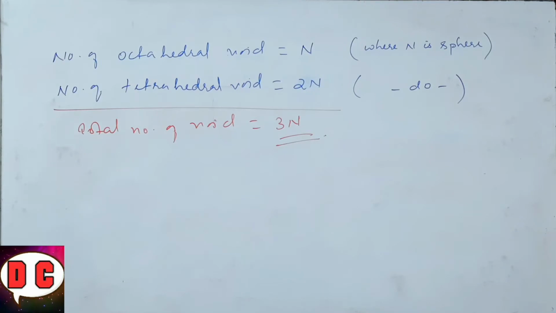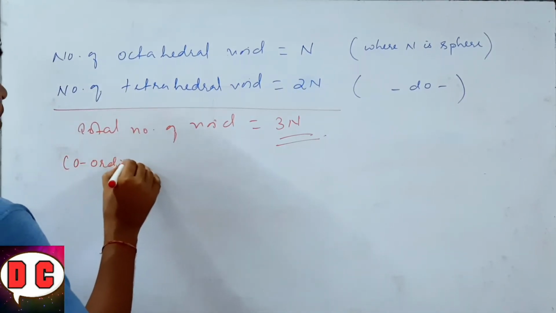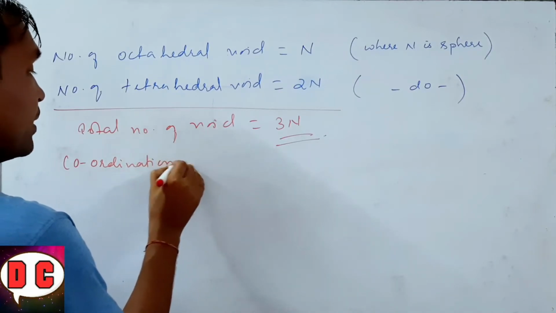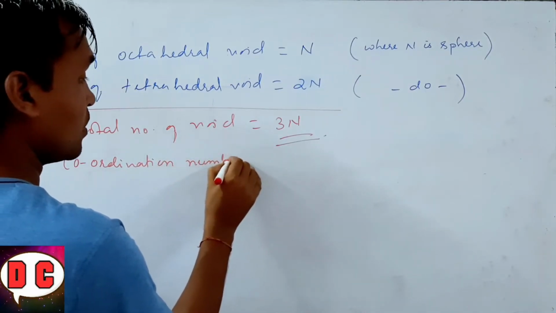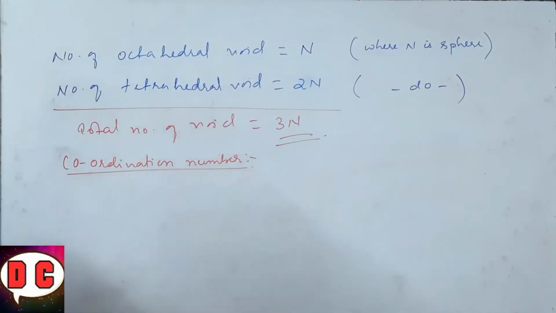Now we are going to study a very important point called the coordination number. Let us try to understand what coordination number is. It is the closest neighbor of any constituent particles in the crystal.